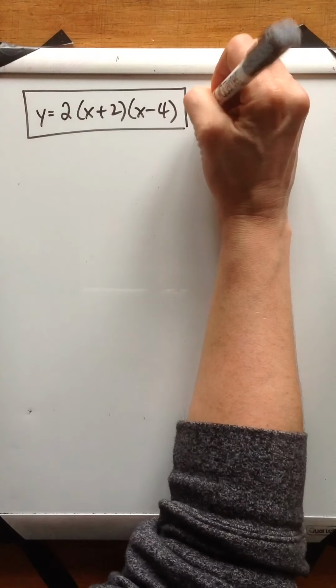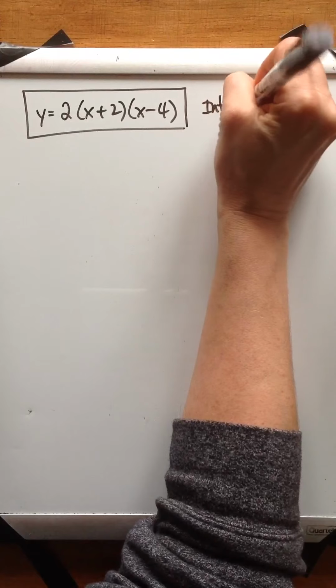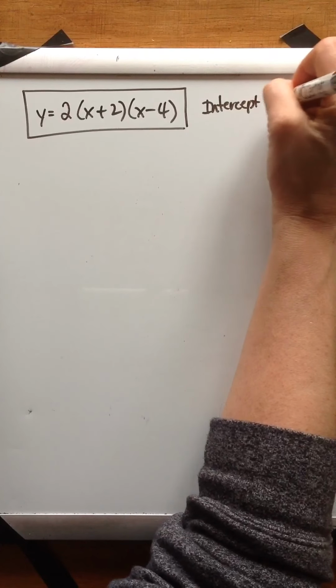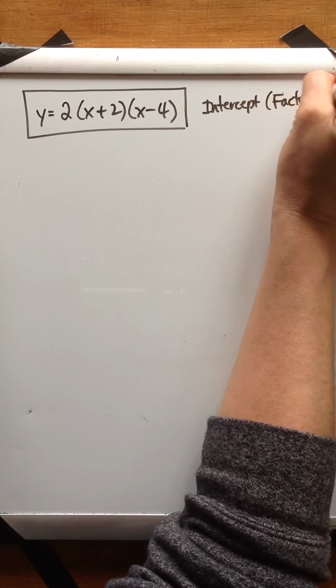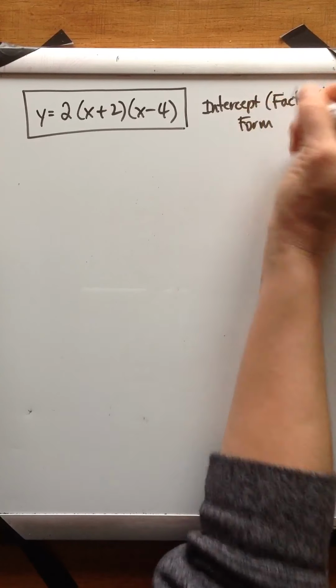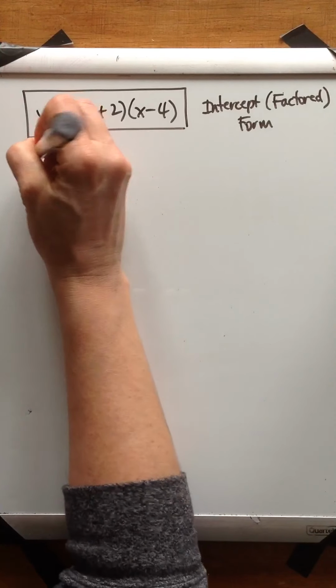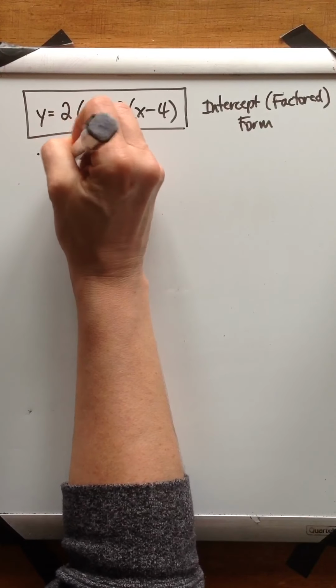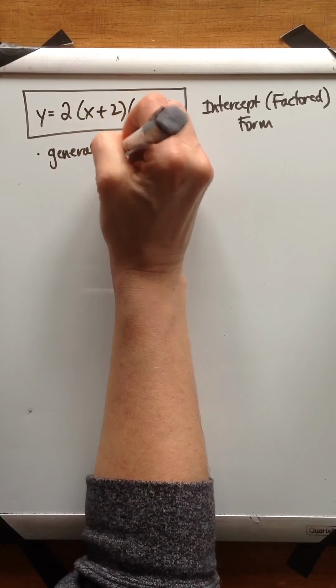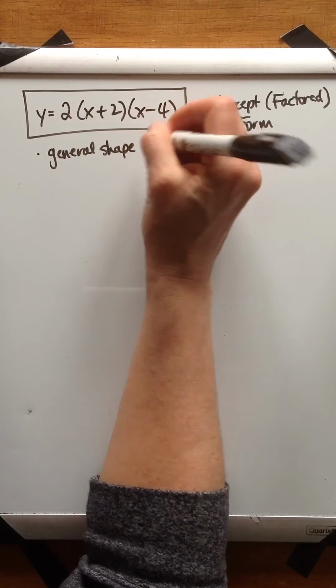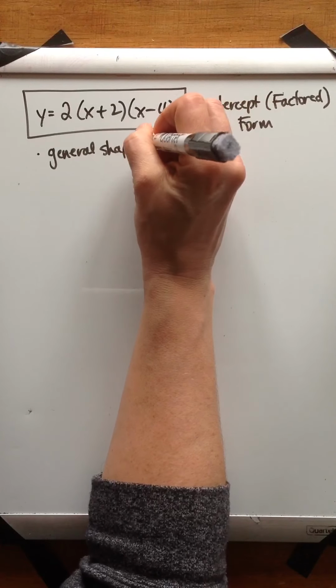It's a quadratic in intercept form, or sometimes we call it factored form. And we are asked to talk about, first of all, its general shape. So where do we get that information from? Well, the general shape has to do with, is it up or down?